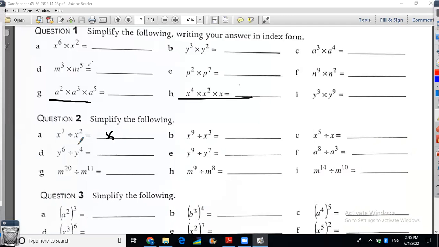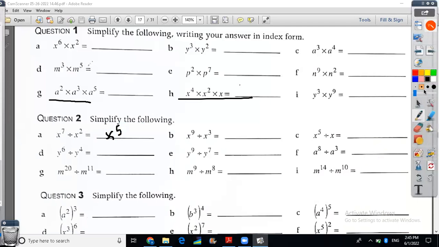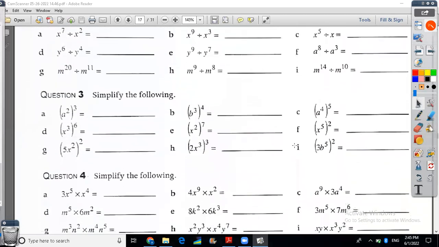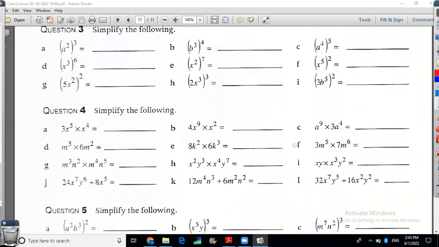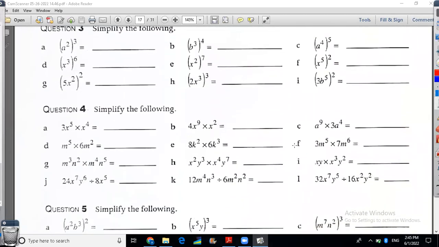So can you say the answer? X to the power of 7 divided by x to the power of 2 is? Yes, x to the power of 5. And so on with the rest of the questions. Questions 3, 4, and 5. Let's have a look at this.